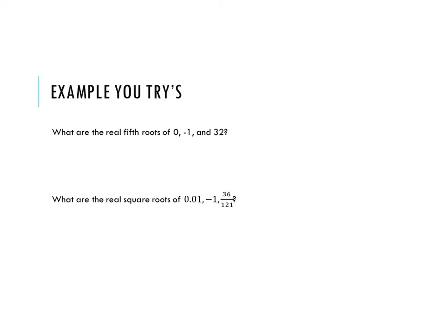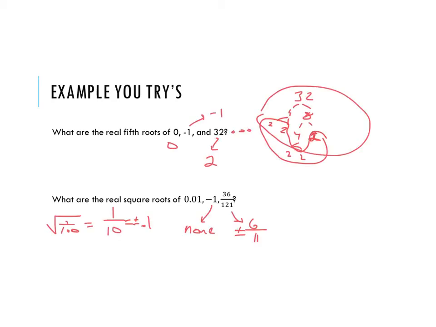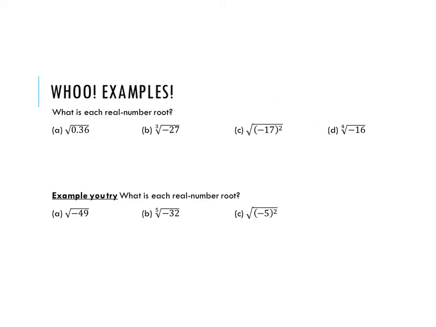Take a minute or two and try the example you try. Okay, so hopefully for the fifth root of 0, we got 0. The fifth root of negative 1, because it is an odd root, is negative 1, and the fifth root of 32 is 2. For the real square roots of 0.01, we should get plus or minus 0.1. For negative 1, 0, meaning none. And for the square root of 36 over 121, it is an even root, so we need plus or minus 6 over 11.